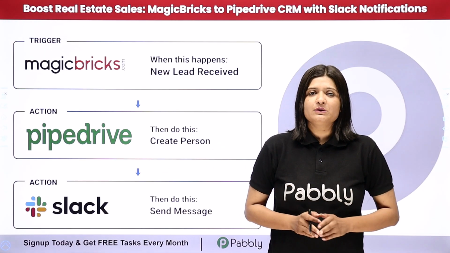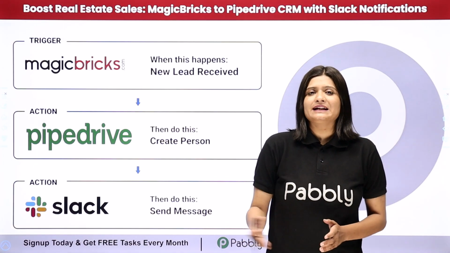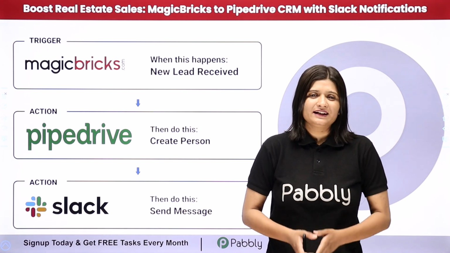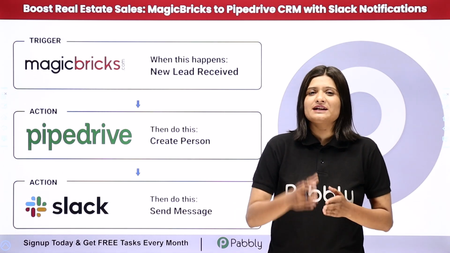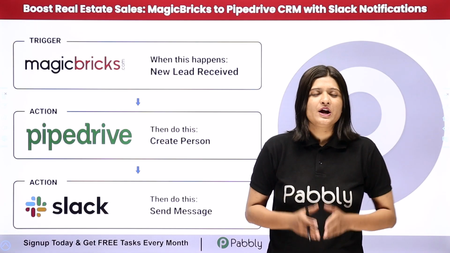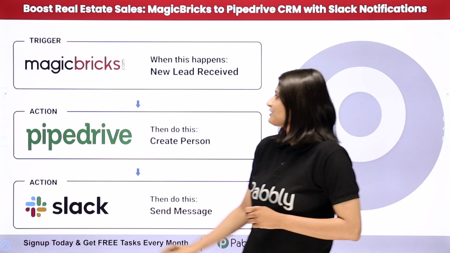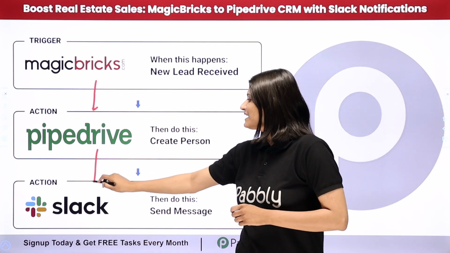Now doing this manually will consume a lot of my time, so I've completely automated this process, and to do this automation, I'm going to use Pabbly Connect. Pabbly Connect is an amazing automation and integration software which requires no coding or programming skills. Here I just need to build a connection between MagicBricks, Pipedrive and Slack.